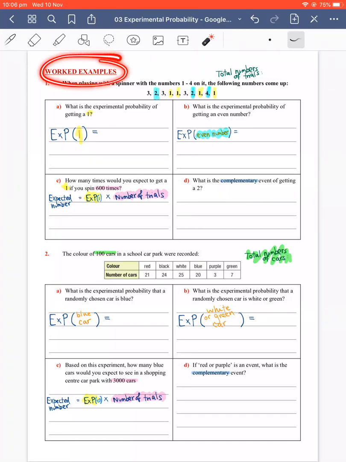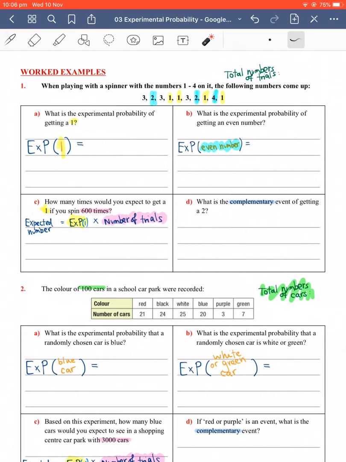Now, with our worked examples, one thing that I'll definitely encourage you to do is write down the total number of trials as a separate thing off to the side. That way you can actually focus on this when you need it, and you look at the data separately too.